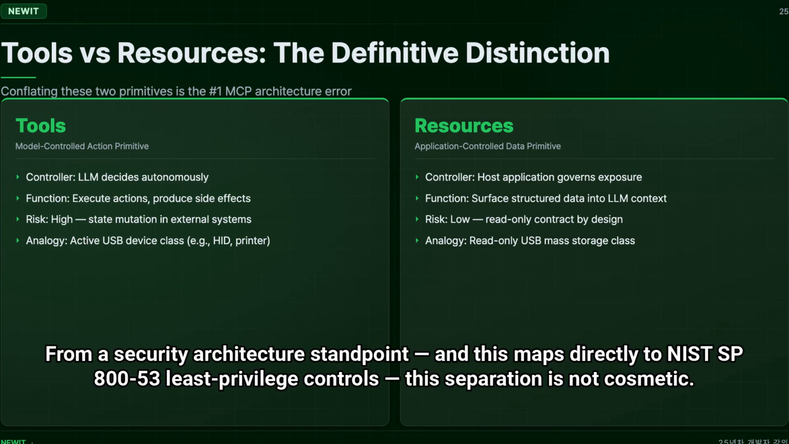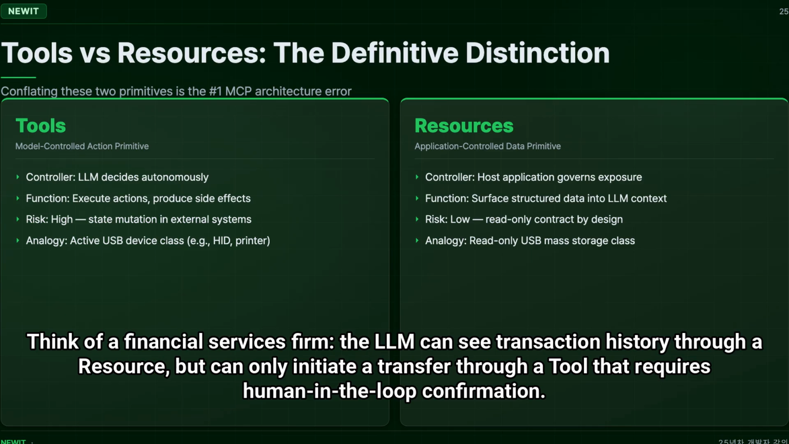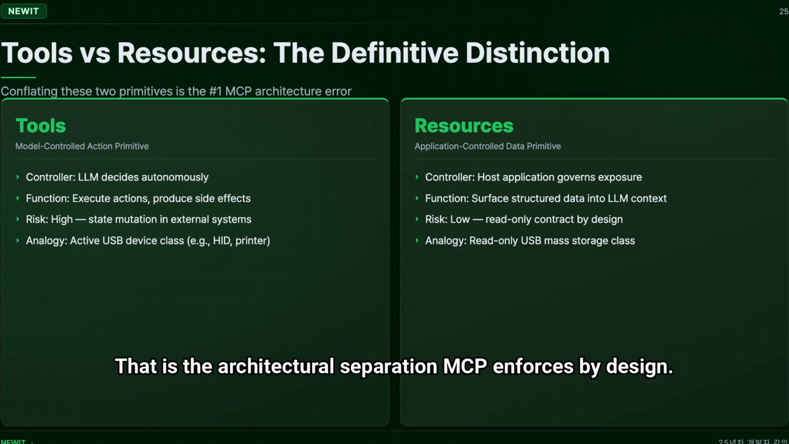From a security architecture standpoint, and this maps directly to NIST SP 800-53 least privilege controls, this separation is not cosmetic. It means you can grant an LLM read access to sensitive data via resources while enforcing strict approval gates on any write operation via tools. Think of a financial services firm. The LLM can see transaction history through a resource, but can only initiate a transfer through a tool that requires human-in-the-loop confirmation. That is the architectural separation MCP enforces by design.